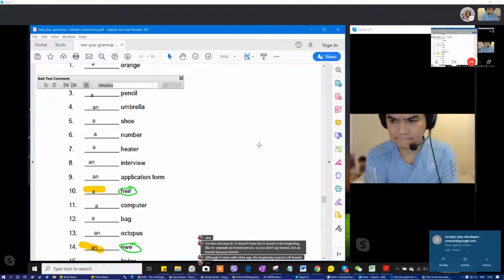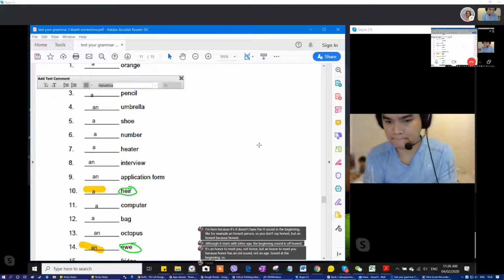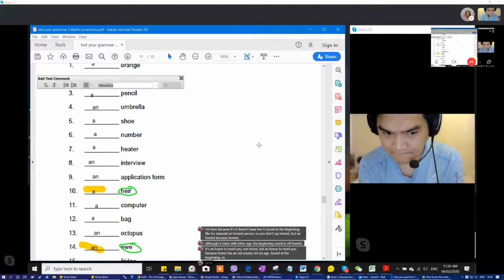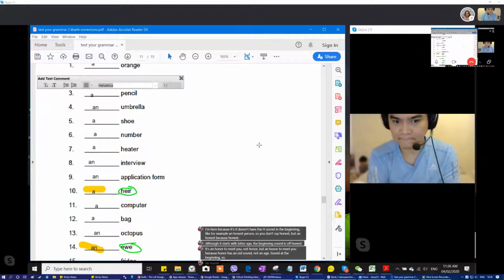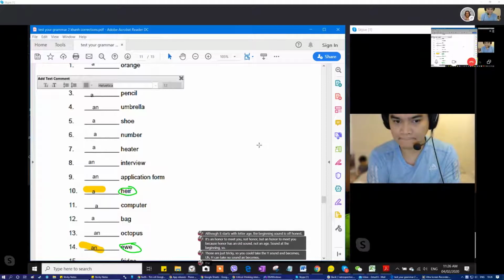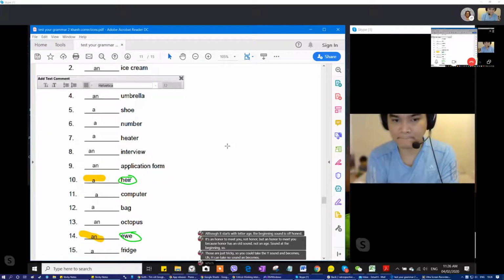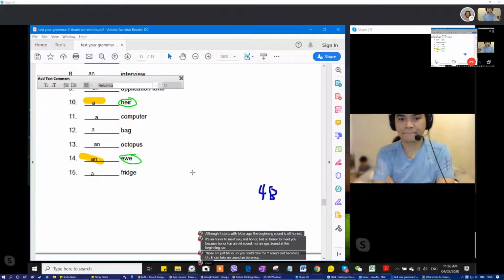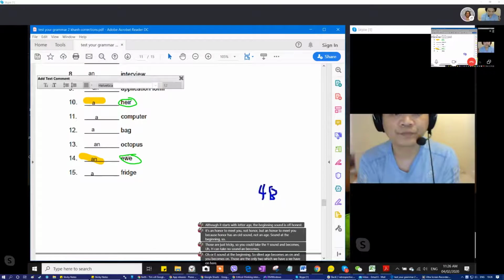So you could take the Y sound and it becomes a. H can take no sound and becomes an O or E sound at the beginning. So silent H becomes an, and U becomes a. Those are the only two which we have. And here, this one, a U.